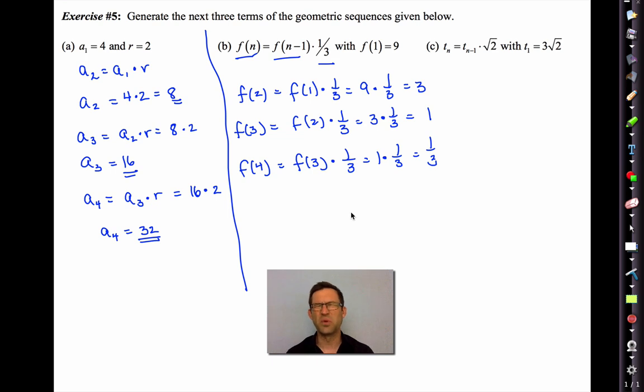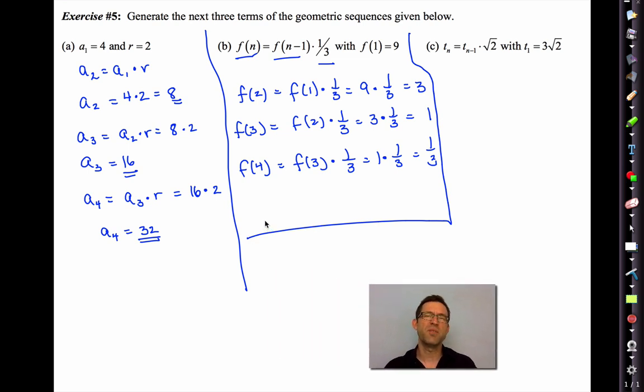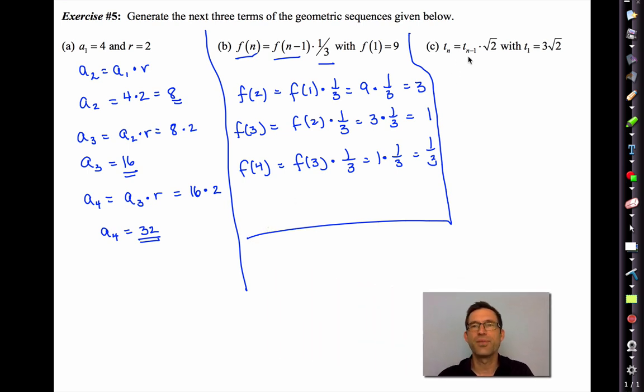Oh, and square roots. All right. This may require us to remember some things about square roots that are long buried in our head, but we'll give it a shot. Can't hurt. This one just says each term is produced by the previous term times root 2.